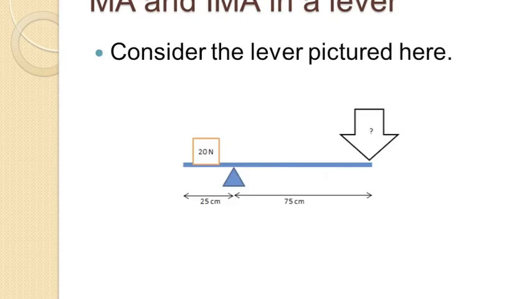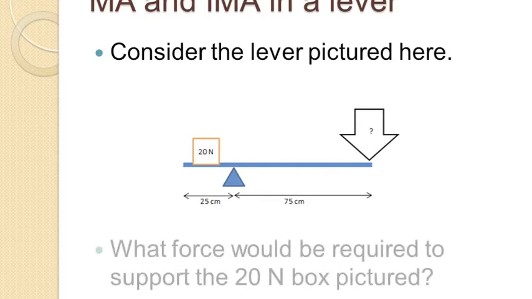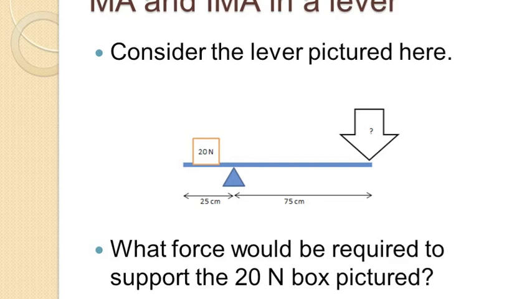Here's our last sample problem. Look at the lever. The fulcrum isn't in the middle. It's 25 centimeters from one end and 75 centimeters from the other. If we have a box with a weight of 20 newtons on one end, we want to find out what force would be required to support it.